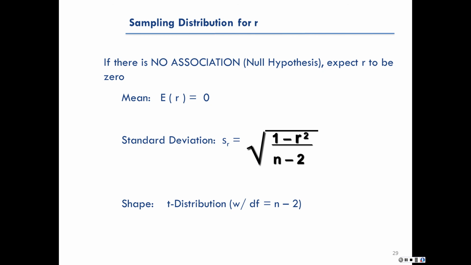And the standard deviation is given by the equation there. So you take 1 minus r squared divided by n minus 2, and then you take the square root of that. And as I mentioned, the shape of this follows a t-distribution, and the degrees of freedom are equal to n, the sample size, minus 2.